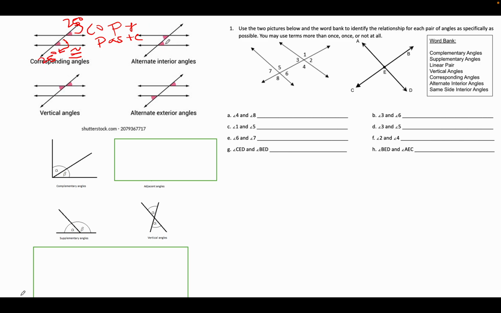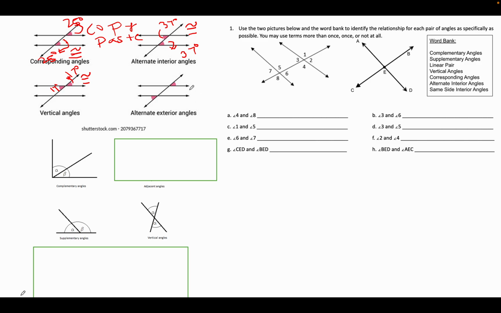Alternate interior angles, so kind of like a flip and inside. So inside, flip. These are also congruent. So if I know that this angle right here is 37 degrees, then this angle right here is also 37 degrees. Vertical angles make like V's next to each other, V's that are butted up against each other. They're also congruent. So if this one was 17 degrees, this guy would also be 17 degrees.